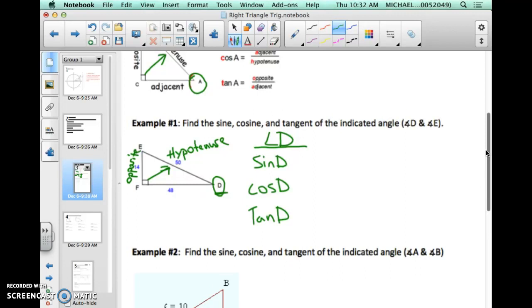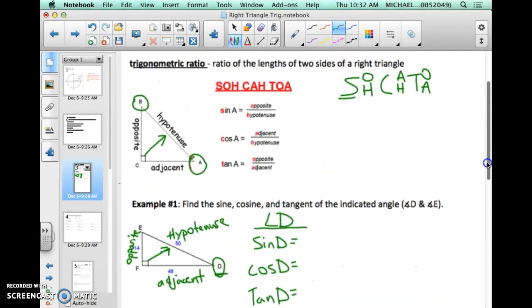And then finally, adjacent is the side right next door to the angle in question, touching the angle but not the hypotenuse. In this case, it's down here, and it's 48. So I have labeled my triangle correctly in reference to angle D. Now let's talk about the trig ratios.